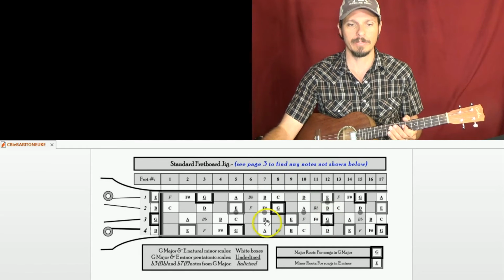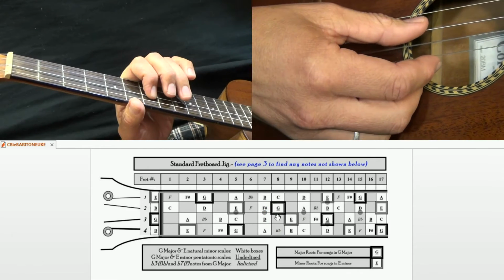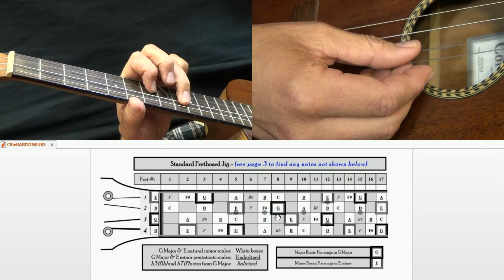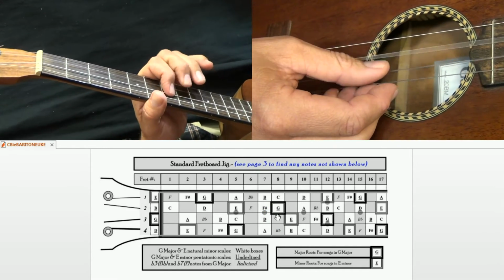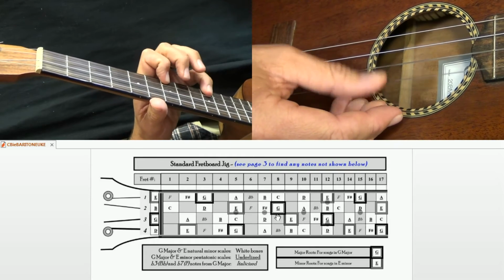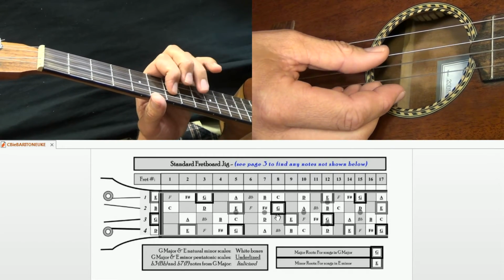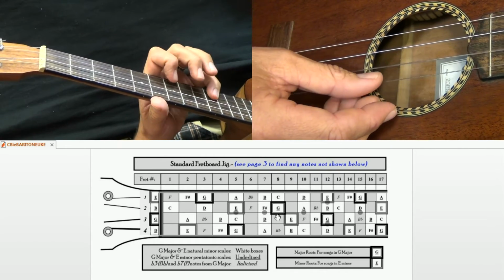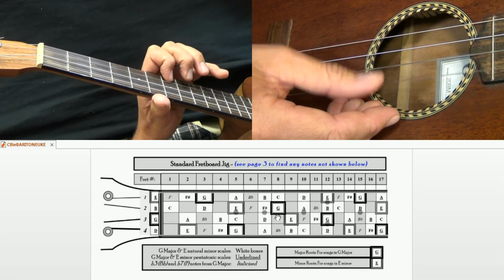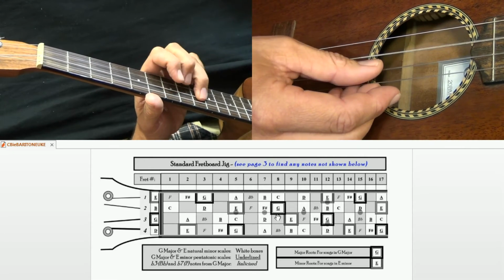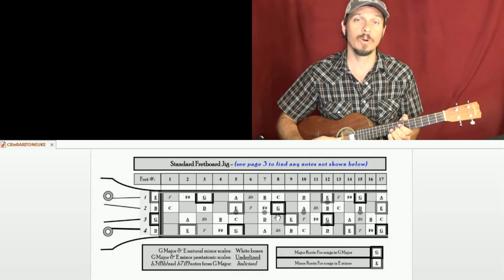I can play further up the neck too. Let's play D, E, F sharp, G on 7 here. So here's D, E, F sharp, G. So that's D, E, F sharp, G, A, B, C, D. So that's your whole major scale.